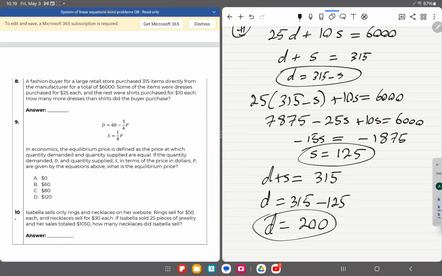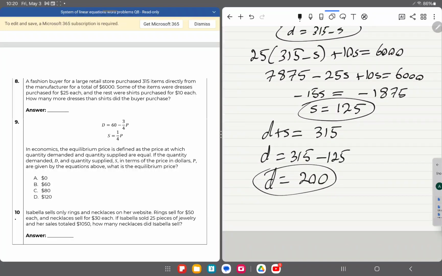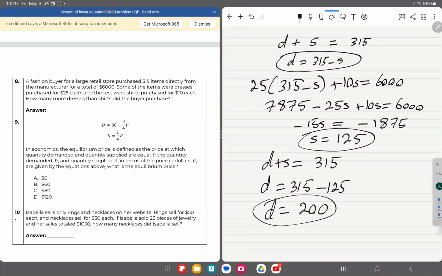So D is equal, did I do a calculation mistake here? 315, 125, minus 25. Okay. So this doesn't add up. 200 and 125. Oh no, yeah, they do add up. Let's just check at the end. 125 plus 200 is 315, which is the total. Okay, sorry, I was about to sneeze.